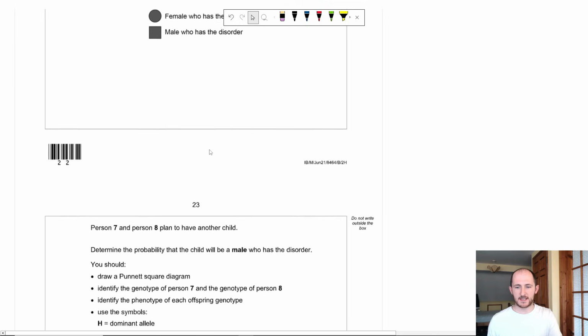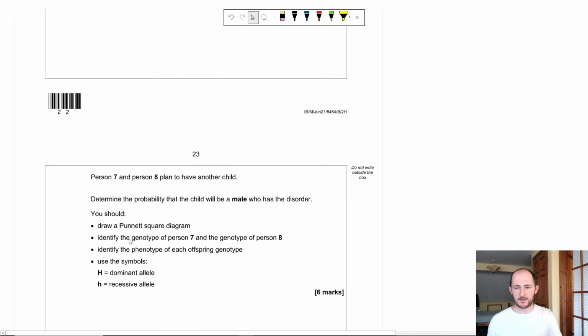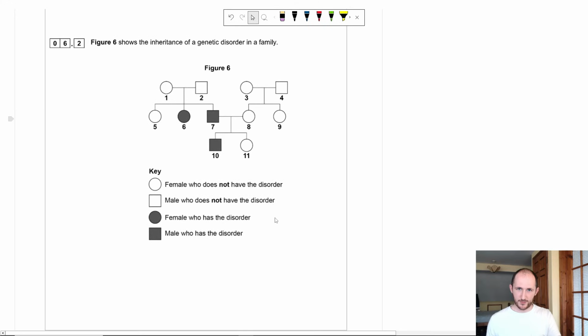Now we have a question based on determining the probability that a child will be male who has the disorder. You have to use a Punnett square, which is somewhat fun. So if we have a look at this family tree, it says that white circles are females without the disorder. Now bear in mind that even if you don't have the disorder, you can still carry the genes for it if it's recessive, okay? Squares are males that don't have the disorder, circles are females with the disorder, and black squares are males with the disorder.